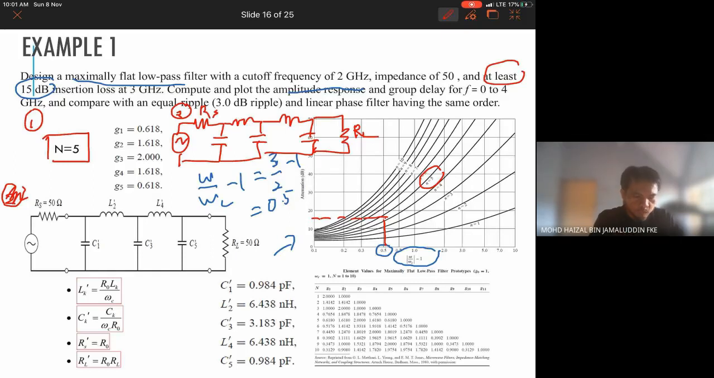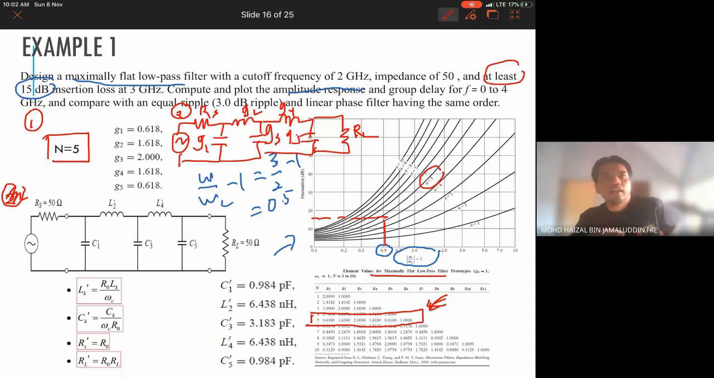And here we put the value of G1, G2, G3, G4, G5. We label it. And then in order to find the value of G, we need to look at the values of maximally flat low pass filter. In this case, N equivalent to 5. Okay, so we have G1 equivalent to 0.168, then 1.618, 2, 1.618, and 0.618. So they're taken from these tables. So that settles step number two in determining the basic normalized prototype circuit for the low pass filter.